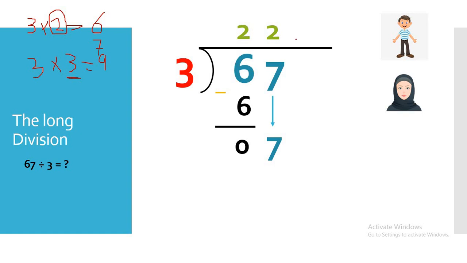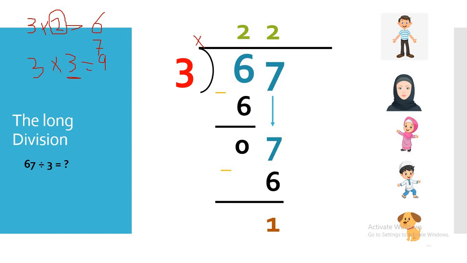Now the next is to multiply. Multiply 2 times 3 equals 6. Next we need to subtract. 7 minus 6 equals 1. Now brother would like to help us to bring down, but actually we don't have a new digit to bring down. So thanks brother. No need. And so Rover will tell us that this is the remainder. So 67 divided by 3 equals 22 with the remainder of 1.